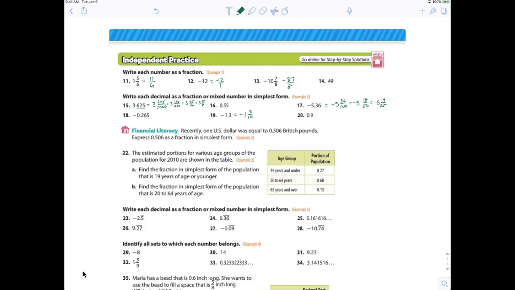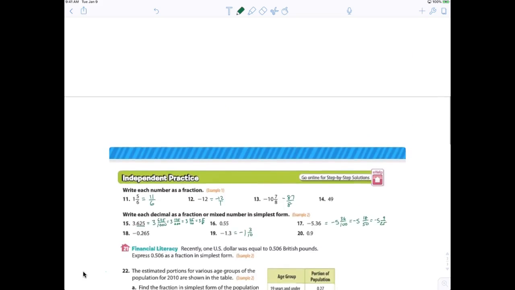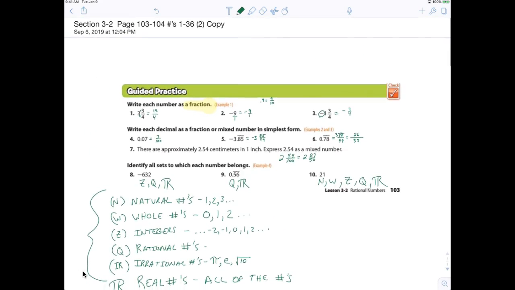No reason for it. All right, so your job tonight is to go ahead and finish everything 1 through 36. The bell should ring here shortly, right? All right.